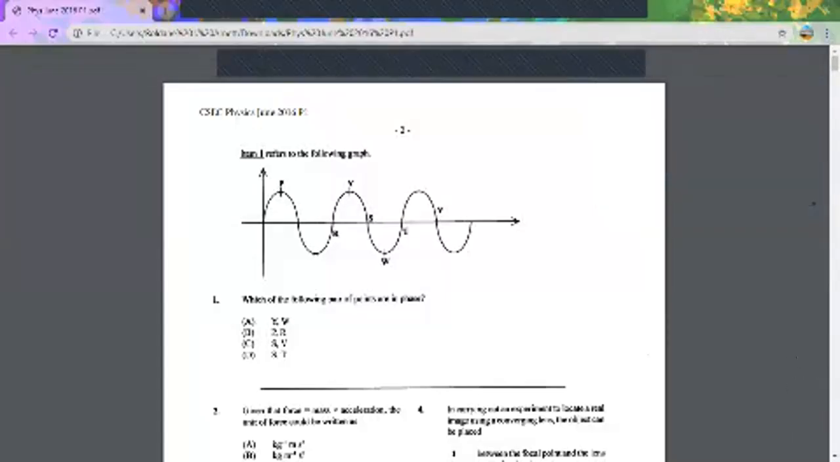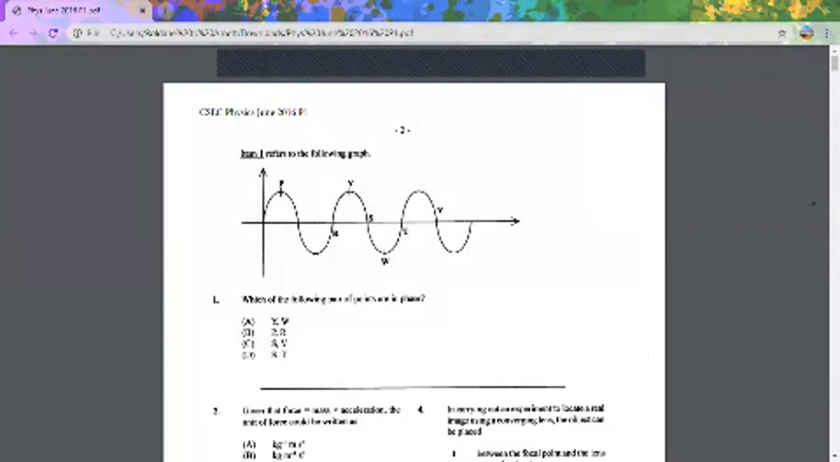Okay, so let us start CSEC Physics Paper 1 for June 2016. I'll try my best to explain as I go along, but I'll be mostly giving the answer to the questions. But if I see something that is not so intuitive or a little complex, I will explain it.